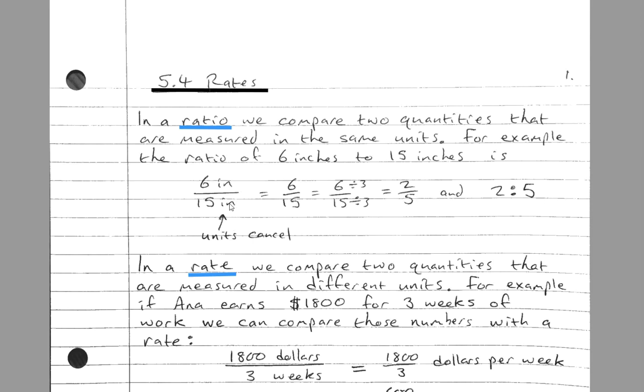All right, so if it's the same units, then the units cancel. We get the same ratio. If it was 6 miles to 15 miles, the ratio would be 2 to 5.